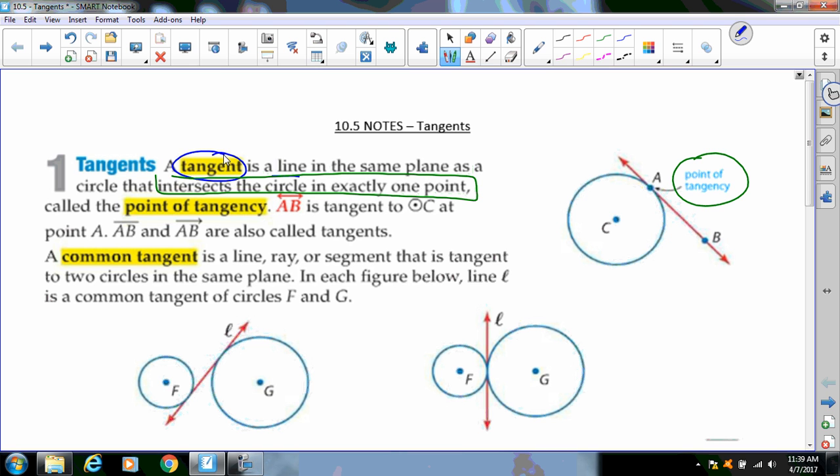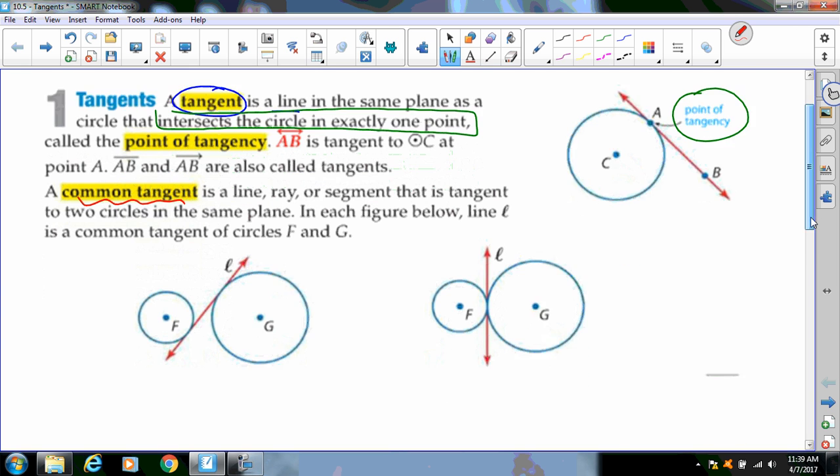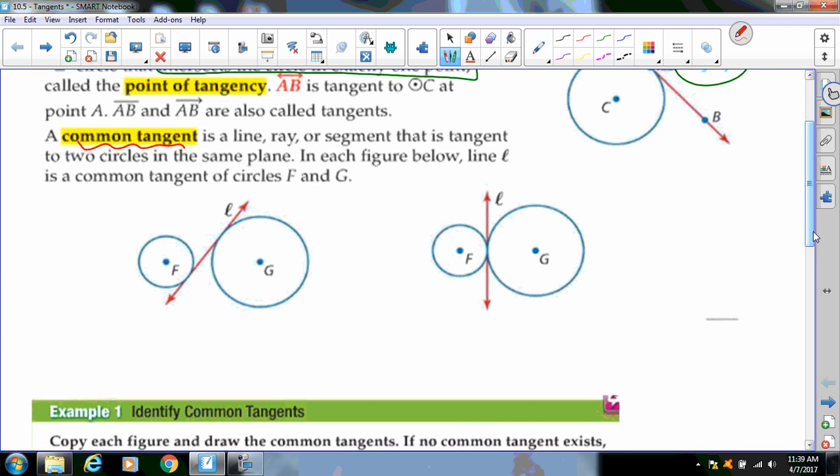A common tangent is when you have a line or a ray or a segment that is tangent to two circles in the same plane. If you look at these two pictures, you can see that line L is a common tangent. It's touching circle F and circle G at a point. Sometimes the circles are intersecting and sometimes they're not, but they still have common tangents.